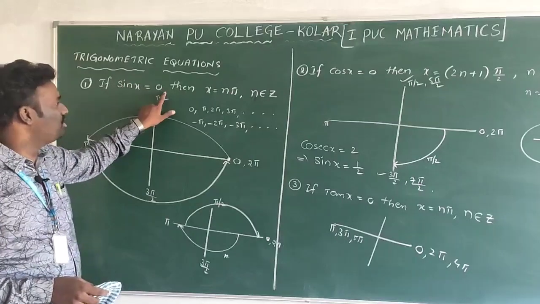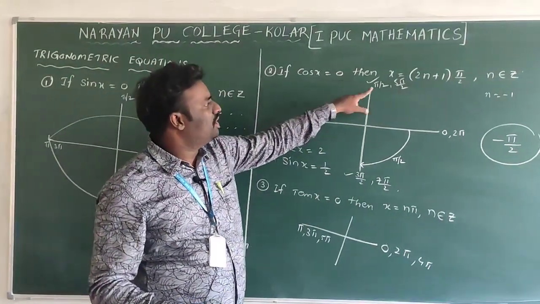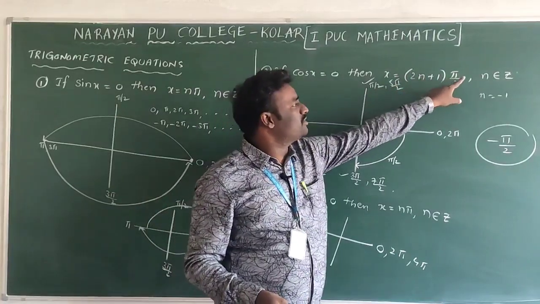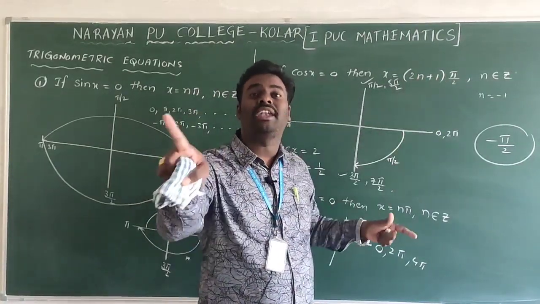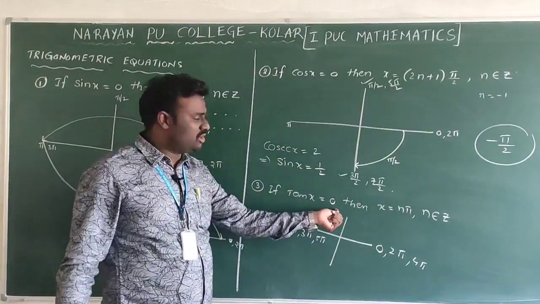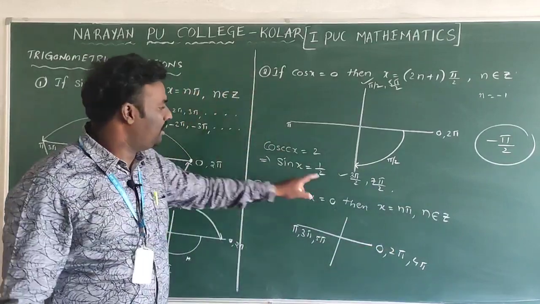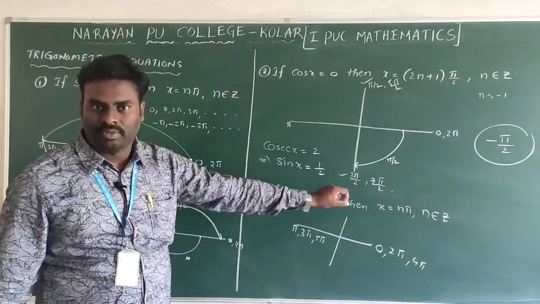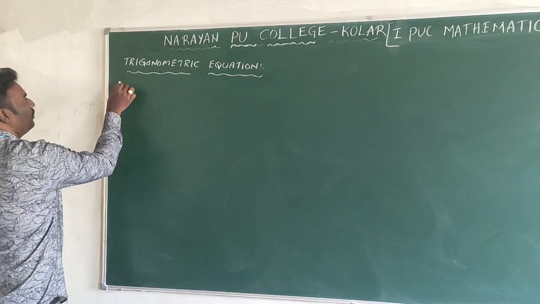Sin x is equal to 0, x is equal to n pi. Cos x is equal to 0, then x is equal to 2n plus 1 into pi by 2. Here what is this 2n plus 1? It indicates an odd number. Okay. Next, if tan x equals to 0, then the general solution is x is equal to n pi. Sin and tan both are the same. Okay, right. Next, fourth one.